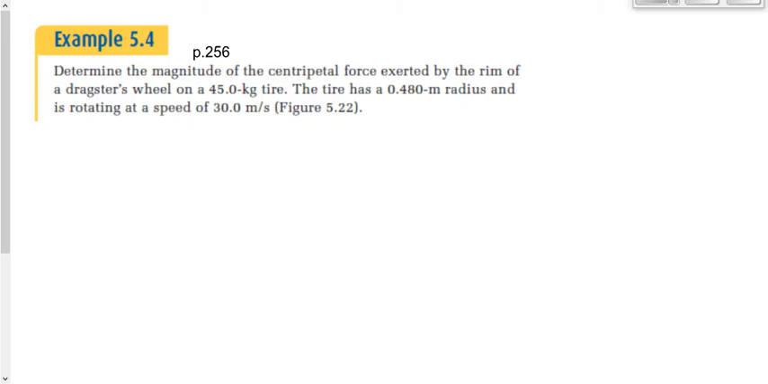Determine the magnitude of the centripetal force this time exerted by the rim of a dragster's wheel on a 45-kilogram tire. The tire has a radius of 0.480 meters and a speed of 30 meters per second. You can imagine how the centripetal force will be different if the speed is different, right?